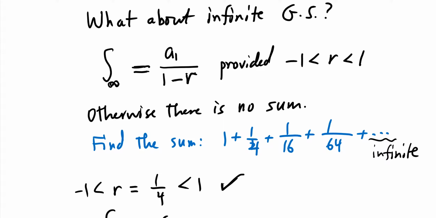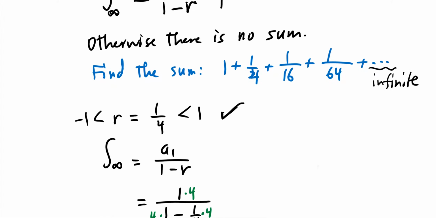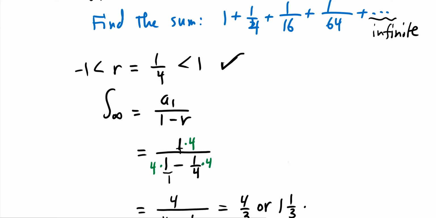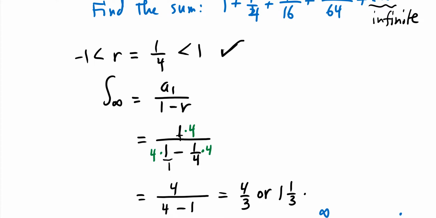So I'm going to go ahead and use this formula, A1 over 1 minus R. So A1 is 1, right, over 1 minus R, 1 minus 1/4. And the easiest way to simplify something like this is to put the 1 on top over 1, and multiply all of them by 4, because that's the LCD. That cleans up all the fractions. So on the top we get 4, and on the bottom 4 minus 1. So it's 4/3, or 1 and 1/3. So that would be the sum. What this means is, if you take all these fractions and really add them infinitely many times, the sum will be exactly 1 and 1/3.